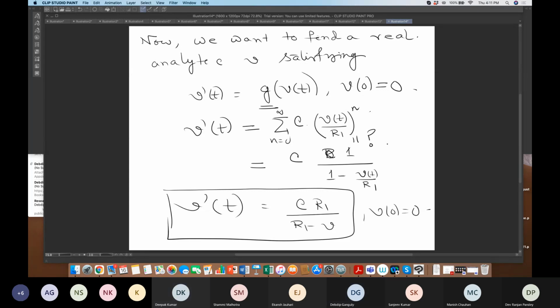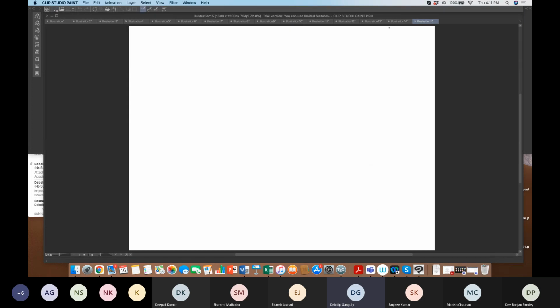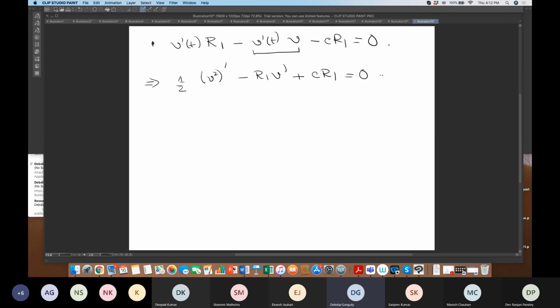Okay. Now we have to solve this ODE. How to solve this? You just multiply by r1 minus v with v prime t. So we will be getting v prime t r1 minus v prime t v minus c r1 equal to 0. So I can write this as half v square prime minus r1 v prime plus c r1 equal to 0. Now integrate both sides. So I will get half v square t minus r1 vt plus c r1 t equal to 0. Why should I get some constant C? Why is that constant 0?